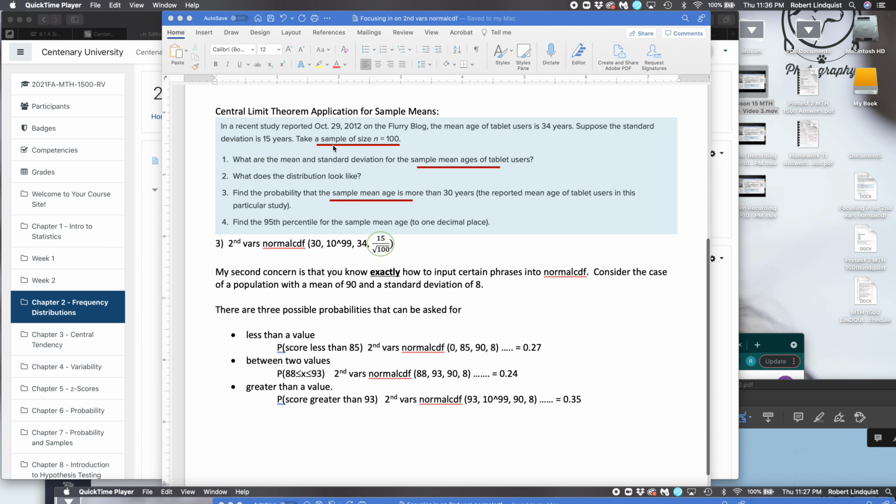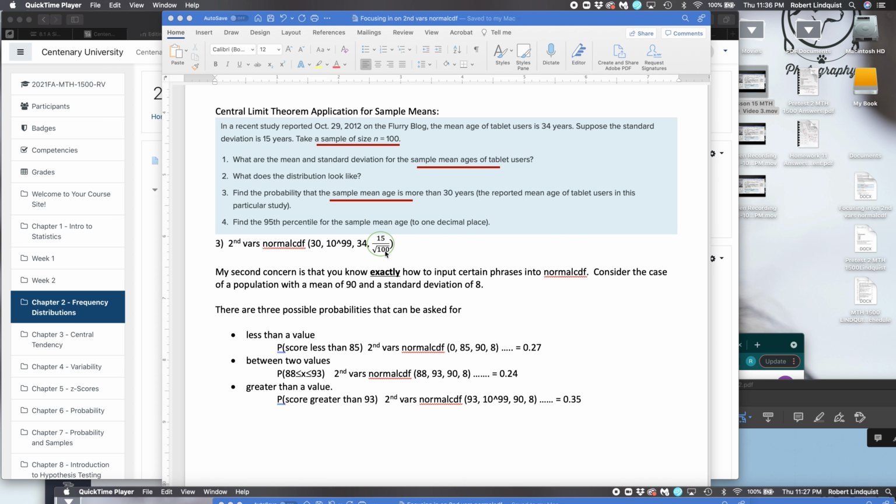The first is, look at what it says. The sample size, n equals 100. The sample mean ages, sample mean age. That's why we call this the central limit theorem of sample means, okay? You see sample mean age all over this question, and they give you a sample size. When that happens, you're still going to use normal CDF. It's still everything that you've been doing, but there's one big difference. The big difference is here in the green circle.